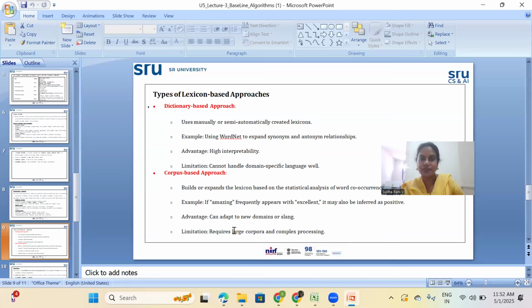Here the advantage of the corpus-based approach is that it can adapt to new domains or slangs. By using this, we can adapt any new kind of slangs. Limitations: it requires large corpora and complex processing. Obviously, it requires large corpora because we have to match up with all the possibilities. We have to generate all the matchings, all the possible combinations of the words.